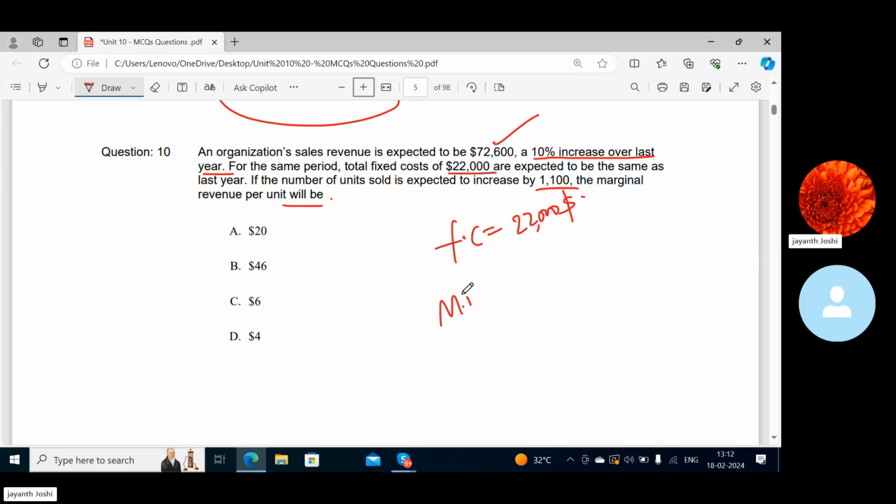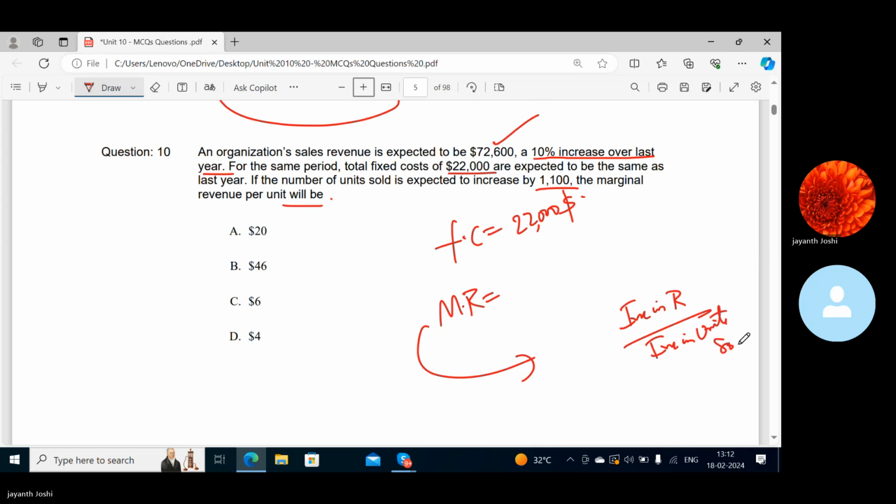Marginal revenue is nothing but the extra revenue you're earning from one additional unit you're selling, right? So marginal revenue can also be found this way: increase in revenue by increase in units sold. That is the extra revenue by the extra units you have additionally sold, from the units you already hold.